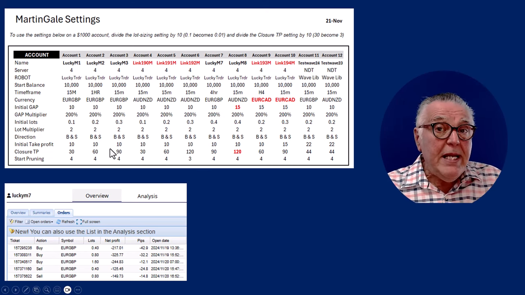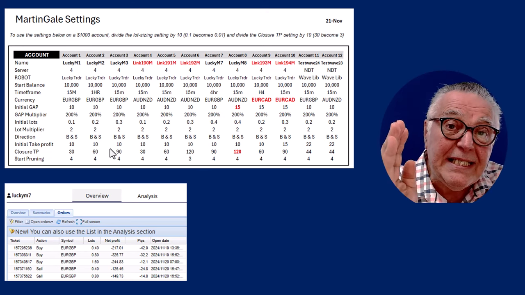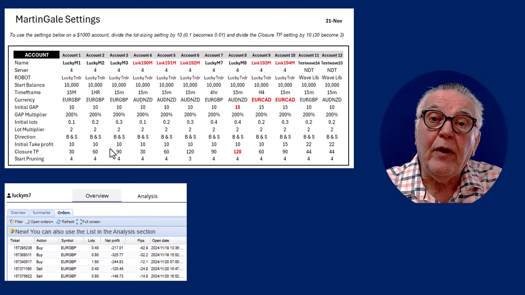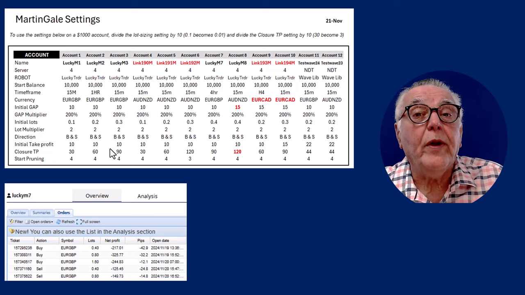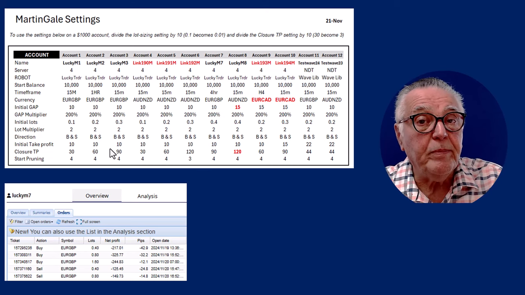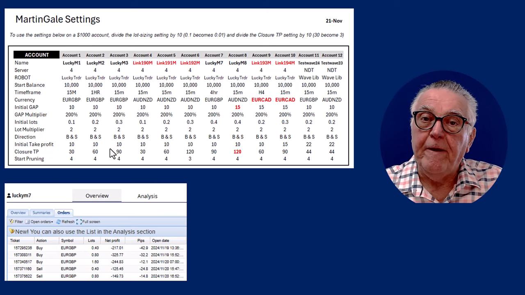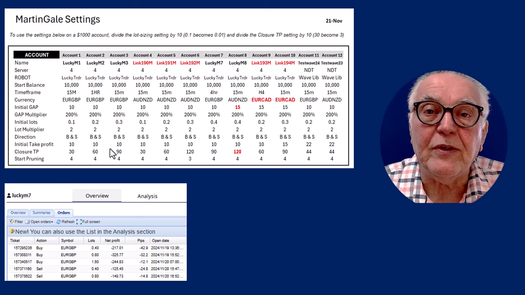So it's very easy to get exactly the same results as the $10,000 accounts on a $1,000 account on a proportional basis. So you'll still be earning 40% return, or you'll still be doubling your account, but it will be based on a $1,000 account.